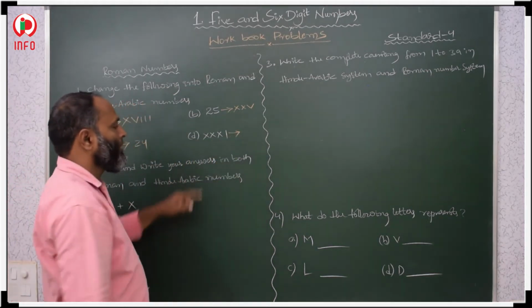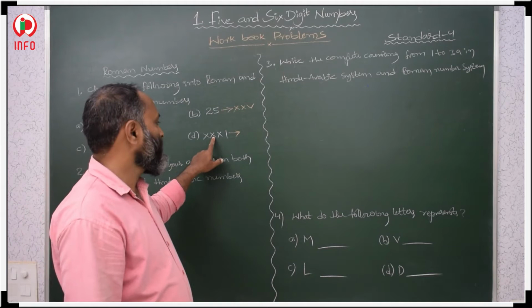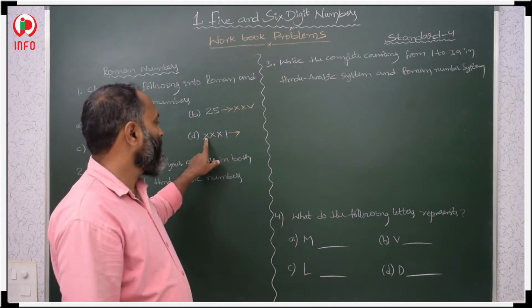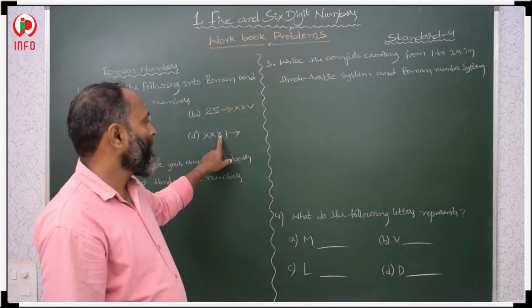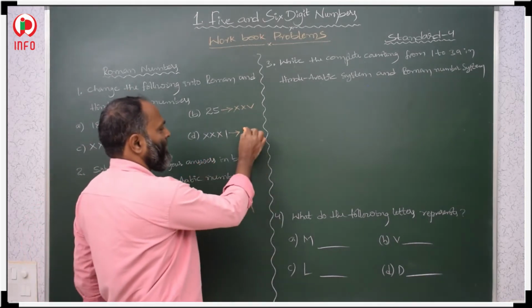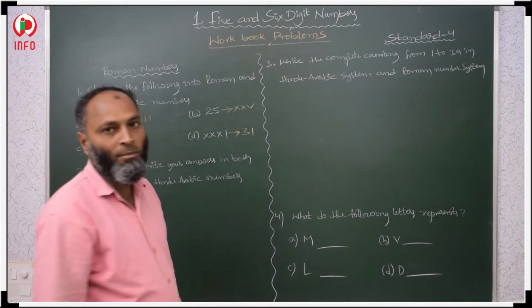Then here X means 10, X means 10, X means 10. 10 plus 10, 20, 20 plus 10, 30. 30 plus 1, 31. That is the 31 representation.